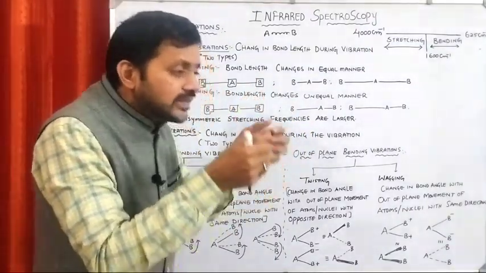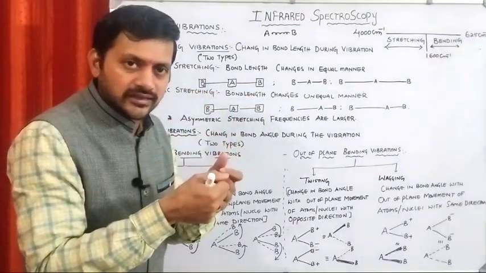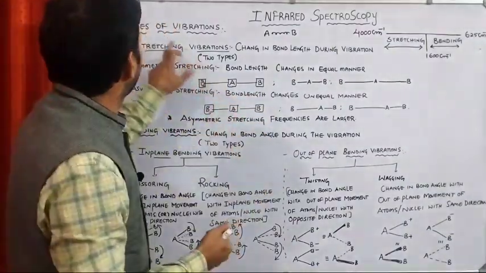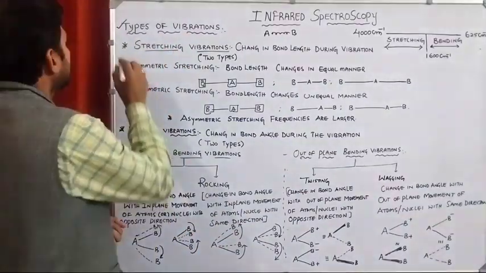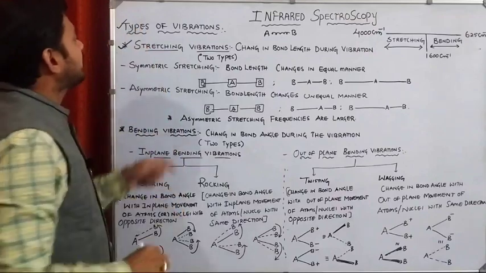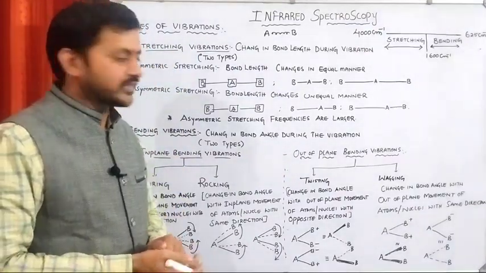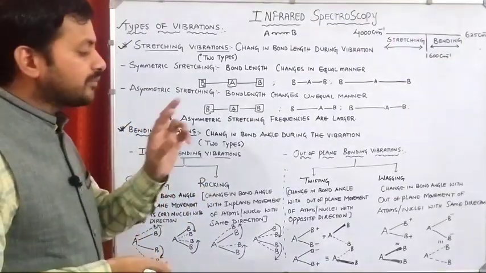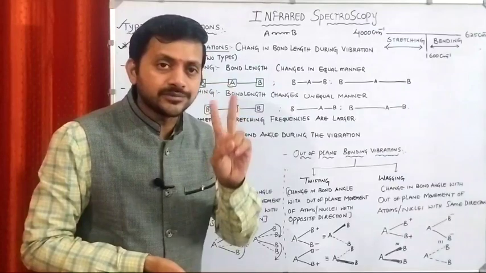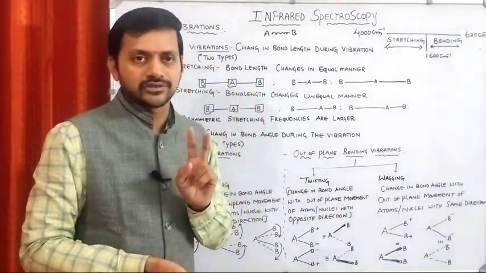So during the compressions and expansions, what kind of phenomena takes place? That is commonly called types of vibration. Initially we have the first type, that is commonly called stretching vibrations. The second type is bending vibrations. So the vibrations are divided into how many types? Two types: stretching vibrations and bending vibrations.